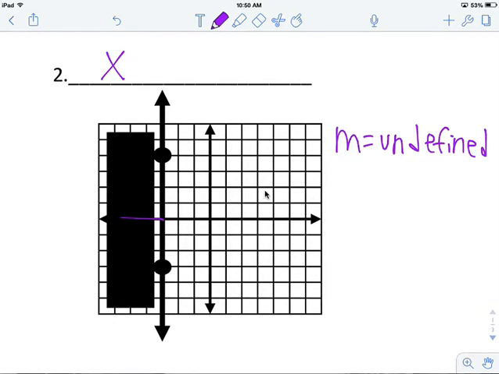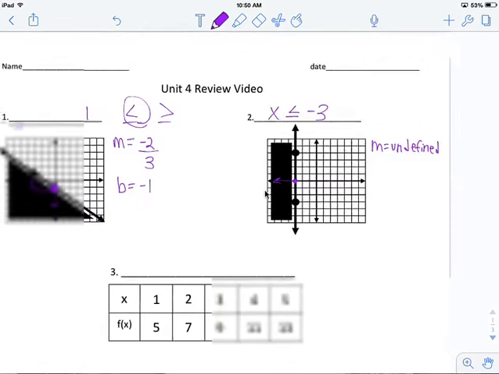Now, I'm shading to the left of x, so I'm going to use less than. My line is solid, so I'm going to underline it, less than or equal to, and I'm crossing the x-axis at negative 3. So x is less than or equal to negative 3.